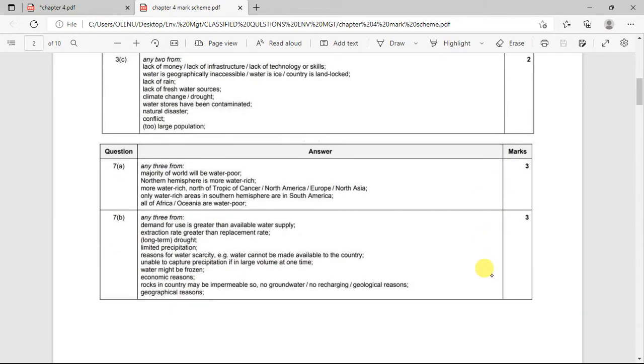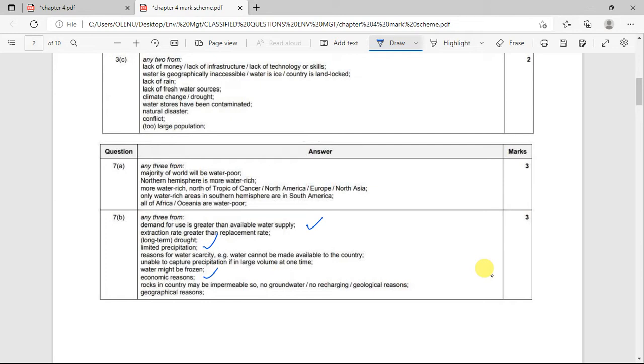Okay, 7. So when you have limited precipitation, that's a physical reason, lack of rainfall, for water scarcity. When you have economic reasons, we mentioned that when demand for use is greater than supply, and supply does not meet demand.